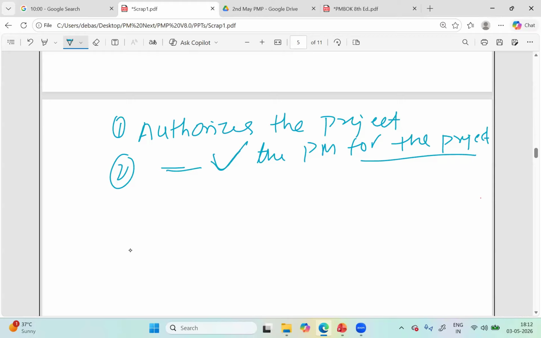In other words, without a charter issued to you, you have no right to spend any organizational resource to conduct any work in the project. So only when a charter is issued to the PM can the PM formally kickstart the work in the project. This is the purpose of charter.